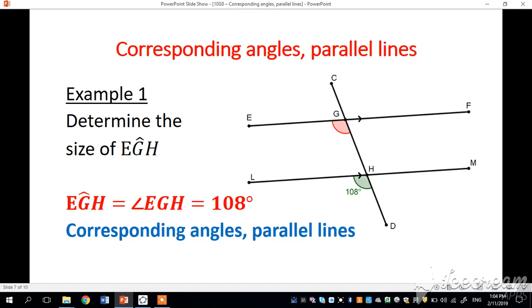Now, if you prefer, like me, being a little bit lazy, you are allowed to write it in shortcut form, and one way to write it in shortcut form is this: corresponding angles, and we use 2 slanted lines to say parallel lines.